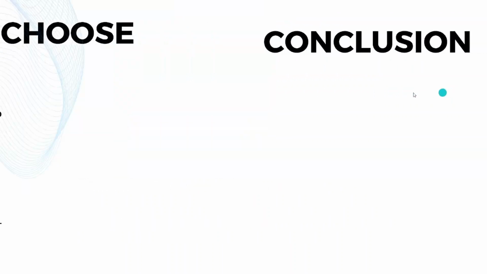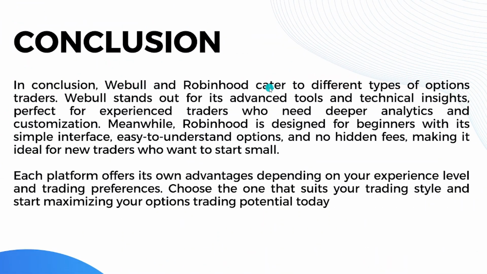And that's it. So in conclusion, both platforms cater to different types of option traders. Webull stands out for its advanced tools and technical insights, perfect for experienced traders who need deeper analytics and customization. Meanwhile, Robinhood is designed for beginners with its simple interface, easy-to-understand options, and no hidden fees, making it ideal for new traders who want to start small.